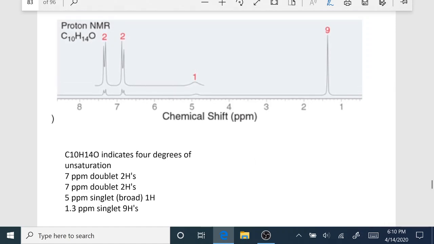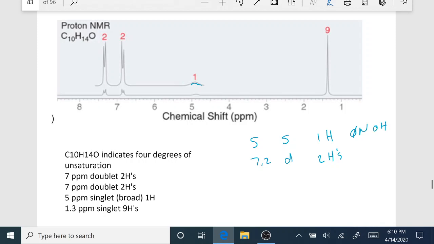Here we have this spectrum, and we have C10H14O. Notice this broad peak here at 5 ppm. At 5 ppm, we've got a singlet with 1 hydrogen. We've already got our integration values here. At 7.2 or so, we've got a doublet representing 2 hydrogens. This 1 hydrogen has 0 neighbors, or it's so broad, it's probably an OH. It looks a lot like an OH.